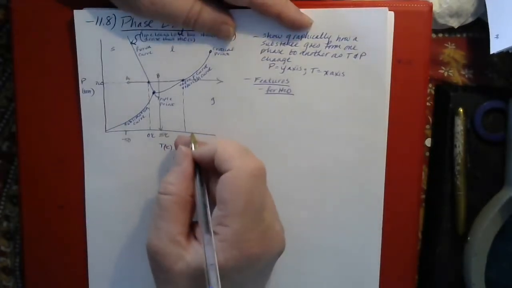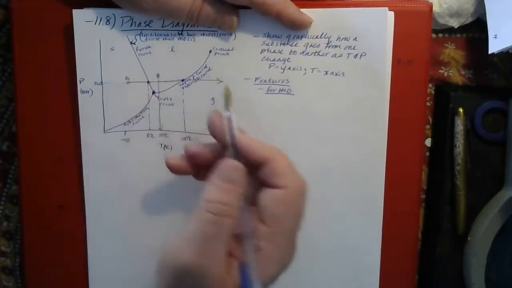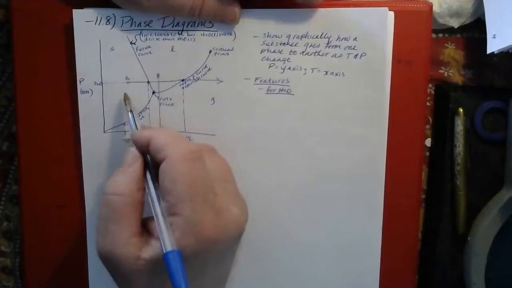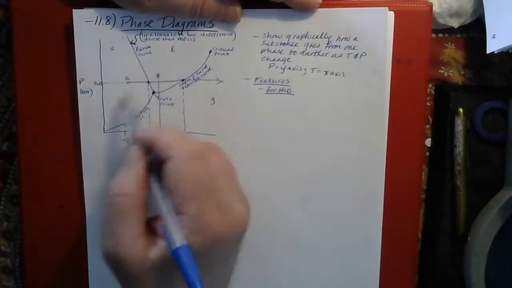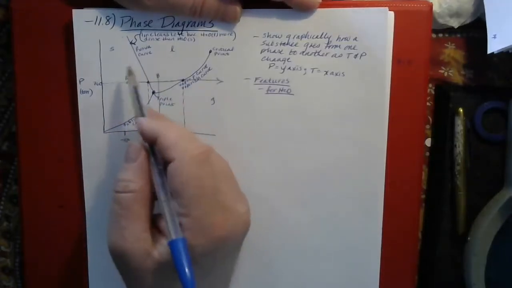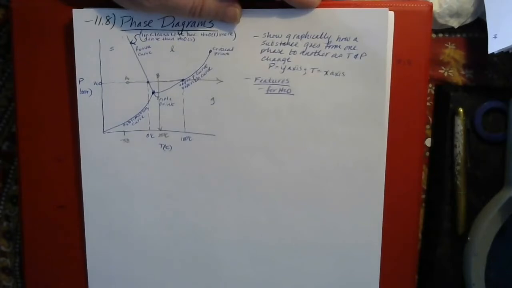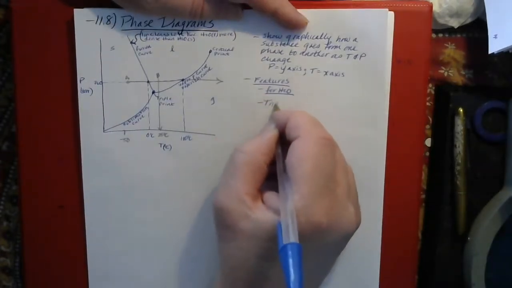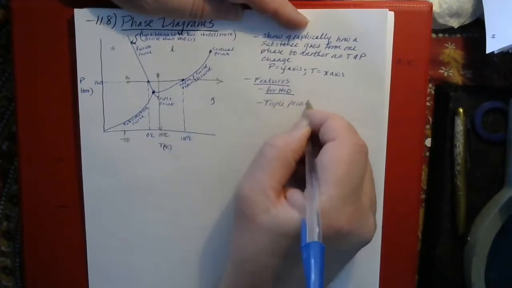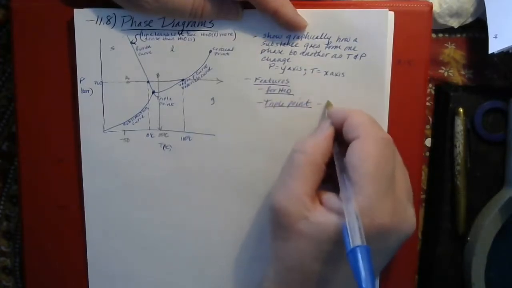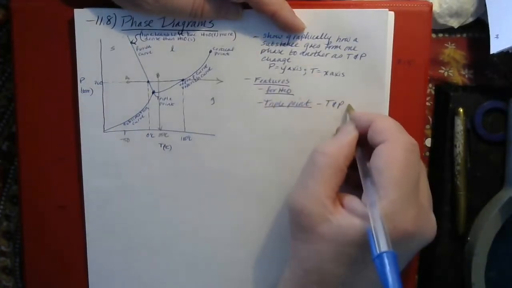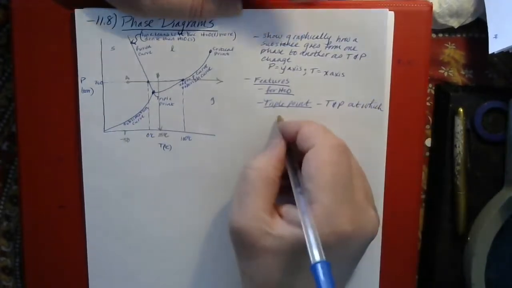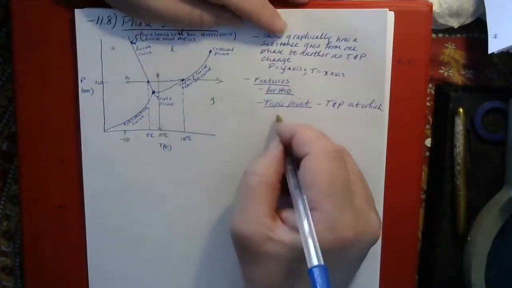Okay, so crossing a line would be a phase change. So if you go from, say, here to here, you've crossed the fusion curve, so you've undergone fusion or melting. And going from a solid to a liquid is melting. So that makes sense. The triple point gives the temperature and pressure at which all three phases of the substance are in equilibrium.